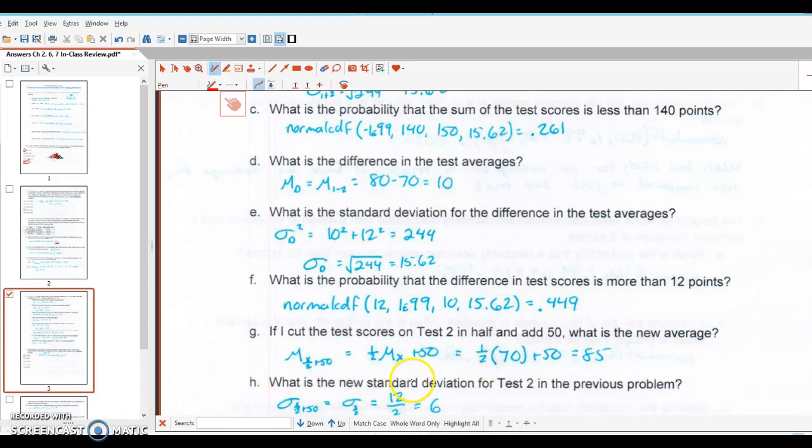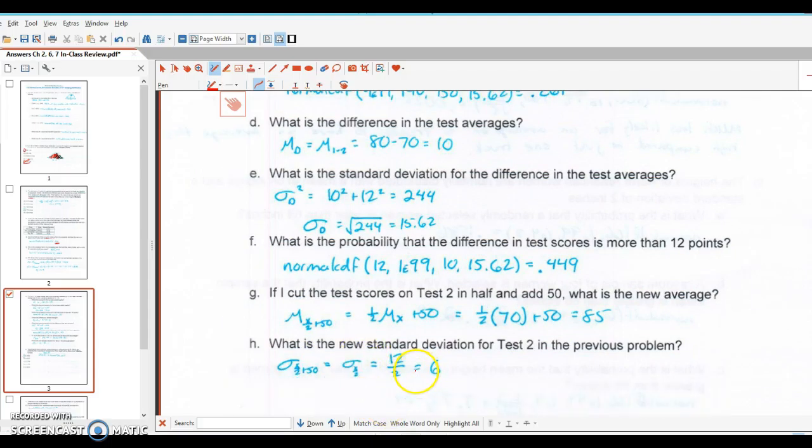Last little bit, if I cut the test scores in half and add 50, it would affect the mean, so half of the mean of the original plus 50, but only half the deviation. You would not add 50 on that one on H.